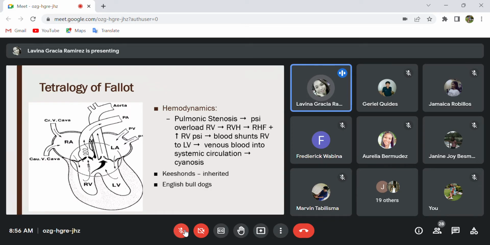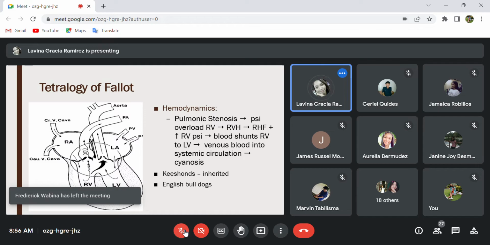So this can be seen inherited in Keeshonds or some of the English bulldogs. I think I mentioned bulldogs earlier. So these are some of the breed predispositions when it comes to congenital diseases.